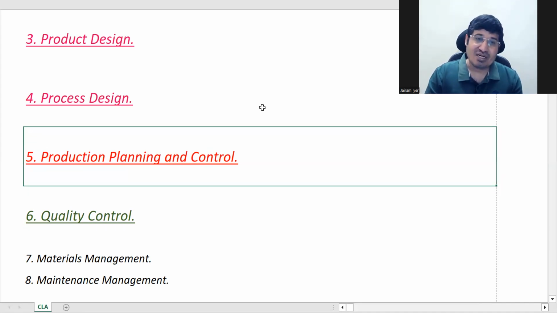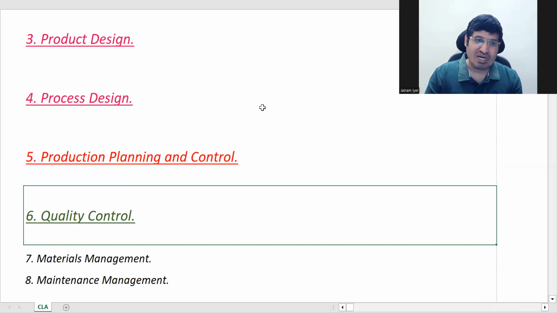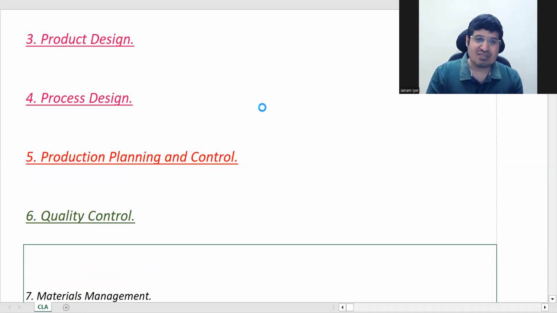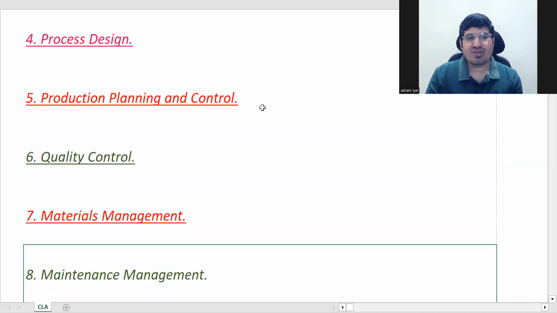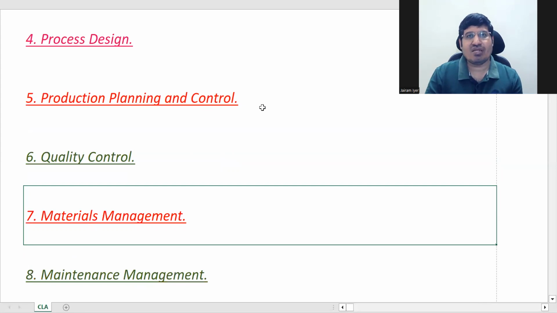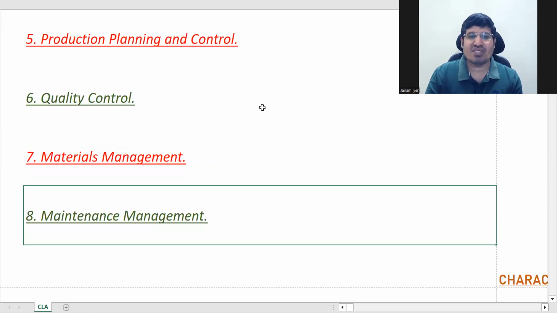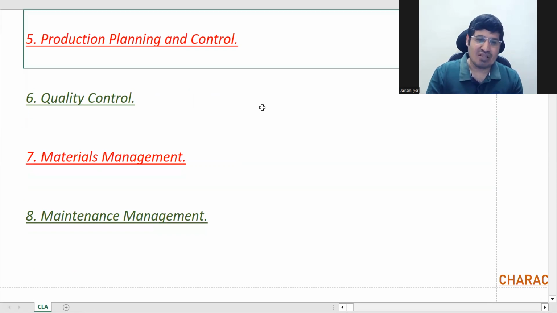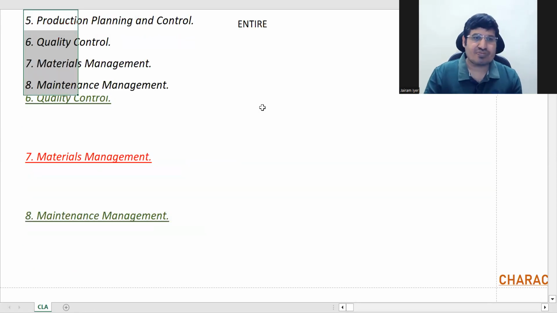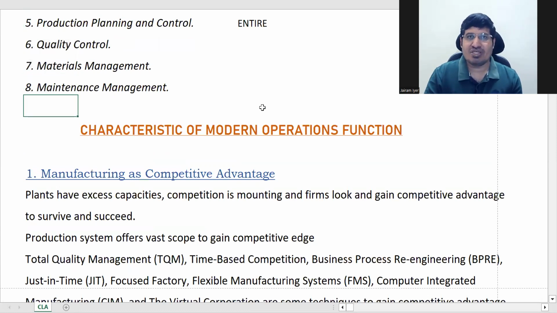While producing, you're delivering it all fine, but quality also has to be maintained. And the last two are called materials management and maintenance management. After quality control, materials management is a separate thing, because raw material is very costly for manufacturing companies. They invest a lot in raw materials, so they use materials management, which helps them reduce the cost. And maintenance management is basically for maintenance of plant machinery and all that.